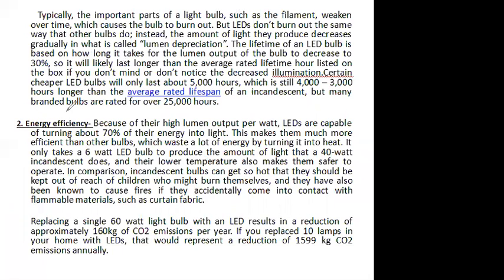Now, the energy efficiency. Because of their lumen output per watt, LEDs are capable of turning about 70% of their energy into light. This makes them more efficient than other bulbs, which waste a lot of energy by turning it into heat. It only takes a 6-watt LED bulb to produce the amount of light that a 40-watt incandescent does, and their low temperature also makes them safer to operate.